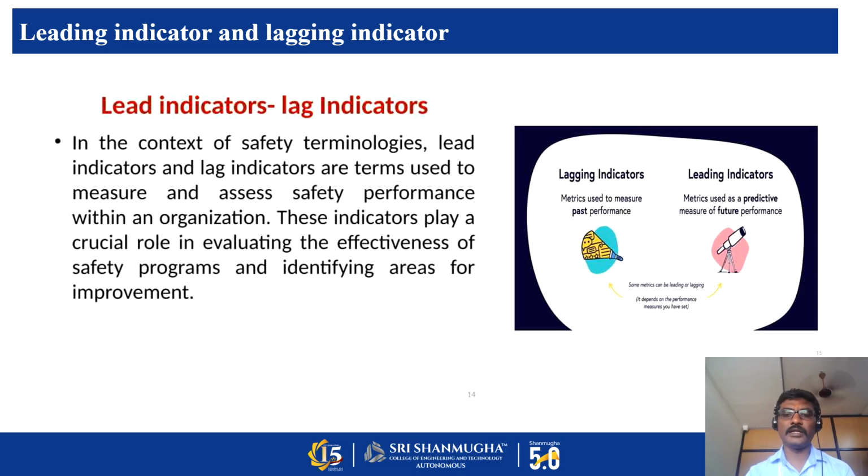Then lead indicator and lag indicator. In this picture, the lag indicator is the metric used to measure past experience, and the lead indicator is the metric used as a predictive measure of future performance. In the context of safety terminology, lead indicators and lag indicators are terms used to measure and assess safety performance within an organization. These indicators play a crucial role in evaluating the effectiveness of safety programs and identifying areas for improvement.